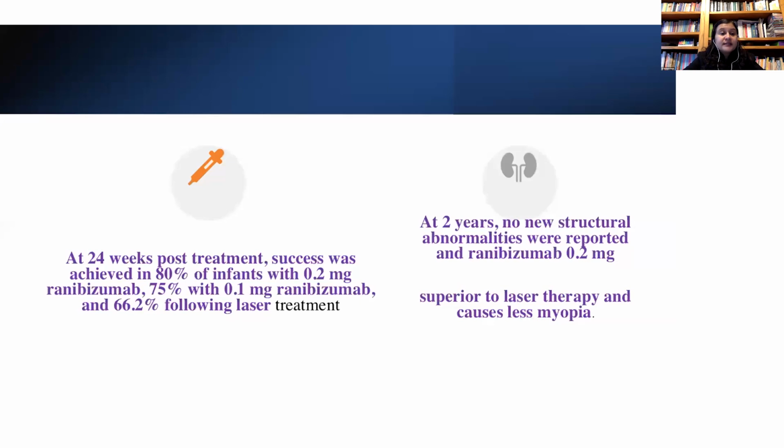So this study found that at 24 weeks post-treatment, the success was 80% in infants with 0.2 mg ranibizumab and 75% with 0.1 mg ranibizumab and 66.2% following laser treatment. And at 2 years, there were no new structural abnormalities with the 0.2 milligram dosage, and it was superior to laser therapy in terms of myopia, and it causes less spherical equivalent of myopia.